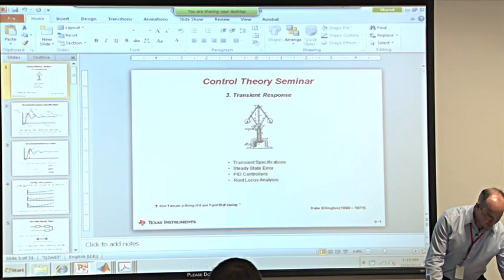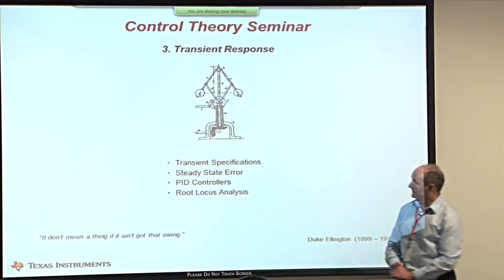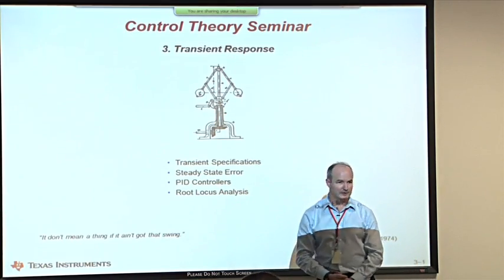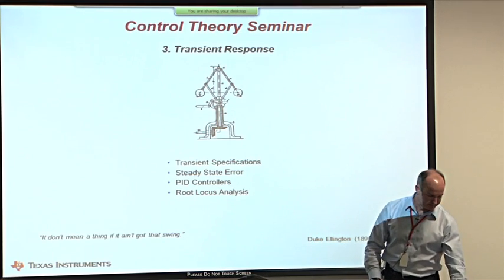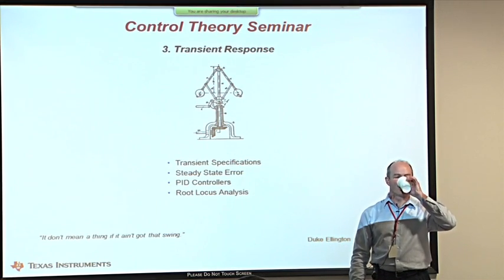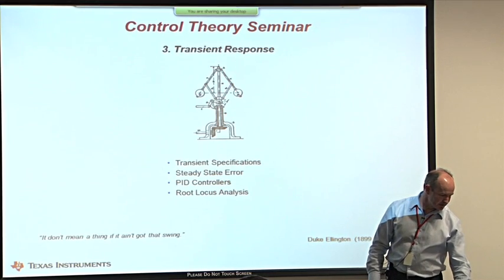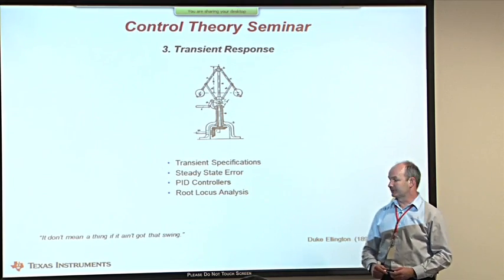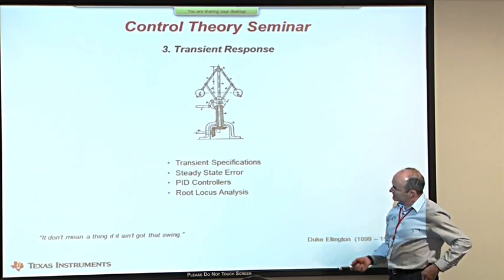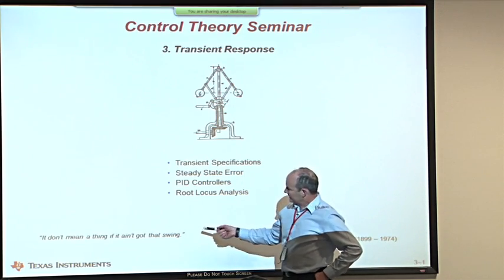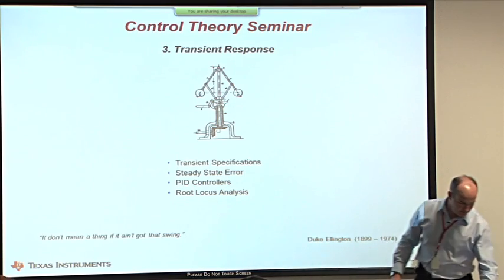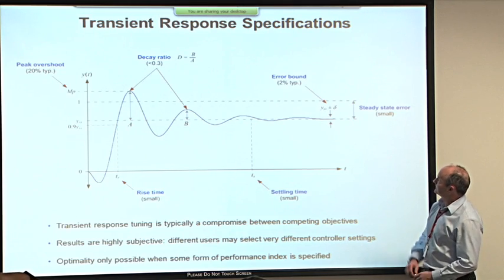Great. So I'm going to go straight into Chapter 3 now, which is all about control, but now from the perspective of the time domain. We're going to examine the transient response of the system. And one of the most influential control theorists of the 20th century, a man called Duke Ellington, told us, it don't mean a thing if it ain't got that swing. And that's obviously the swing he was talking about.